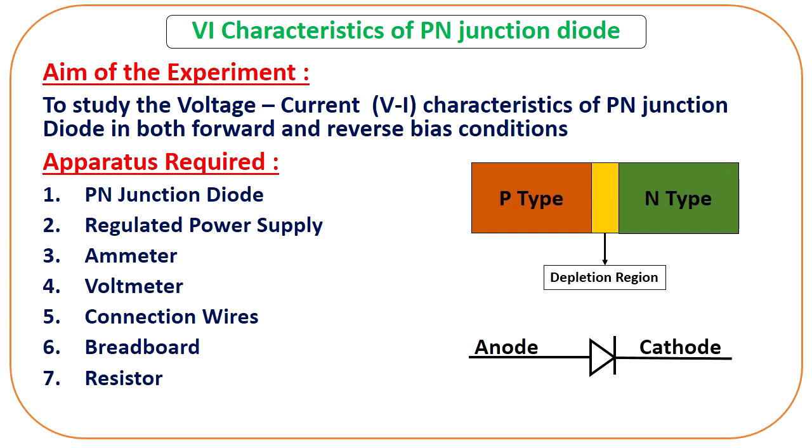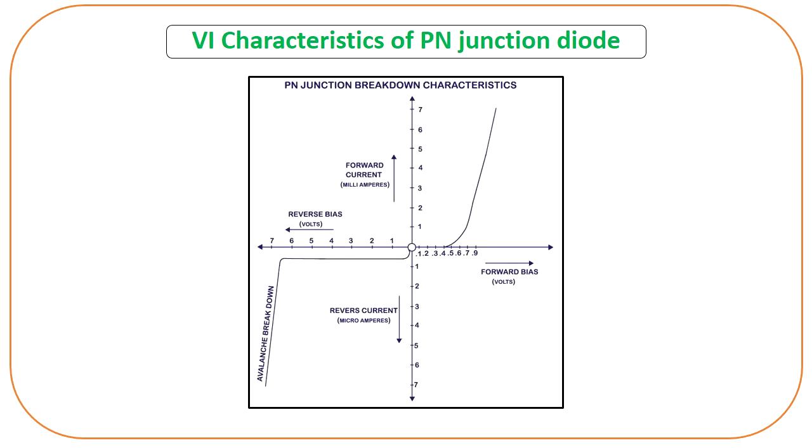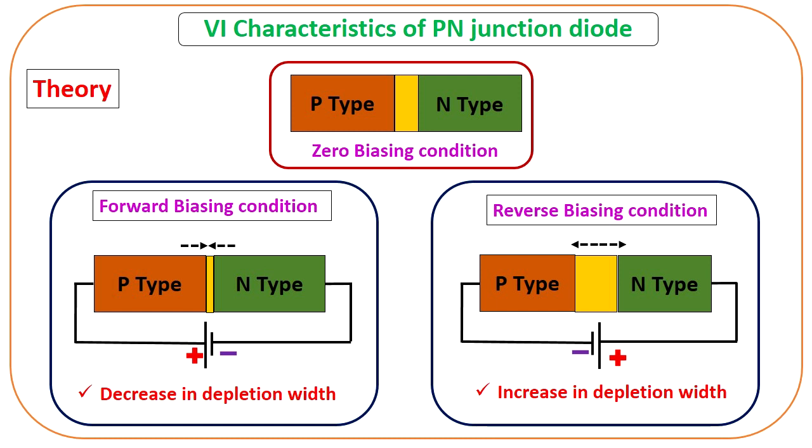Here you can see that this is a PN junction diode, and this is the P region and N region, and between the P and N region there is a depletion layer. When this PN junction diode is connected in forward and reverse bias, their VI characteristic will be different. Now what is the main theory behind that?